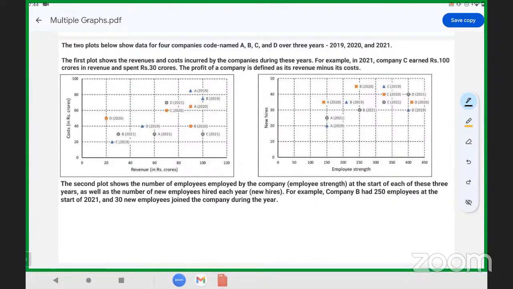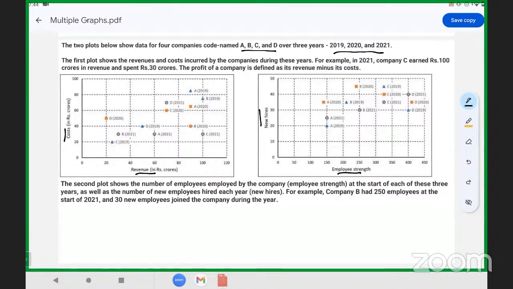So there are two plots mentioned over here. The first is regarding revenue and the cost to run a company, and the next is employee strength, current employee strength, and new hires, that is new joinees added. So read the first line. The first plot shows the revenue and cost incurred by the companies during this year. For example, we have five companies A, B, C, D, E over 3 years, that is 19, 20, and 21. So we'll have 15 plot data.